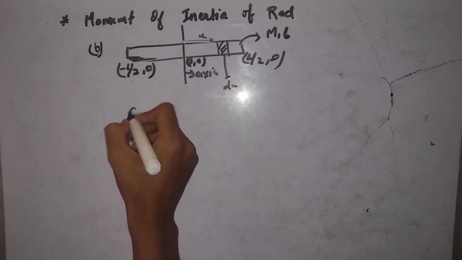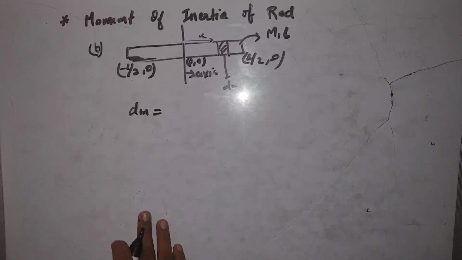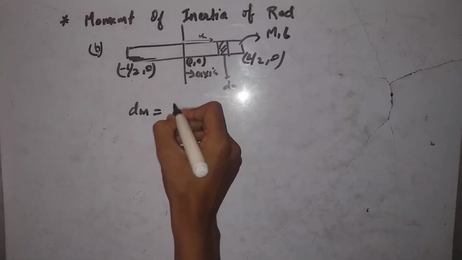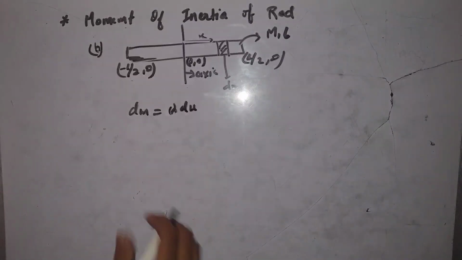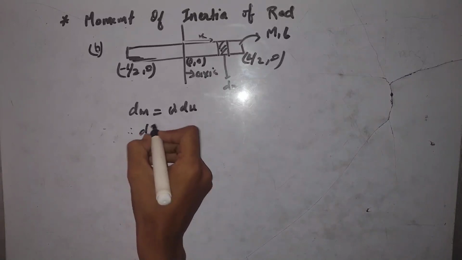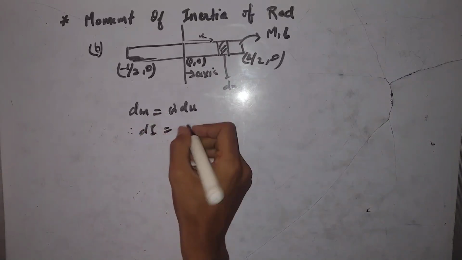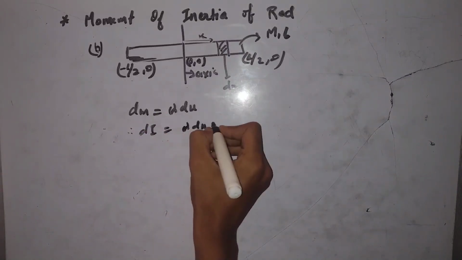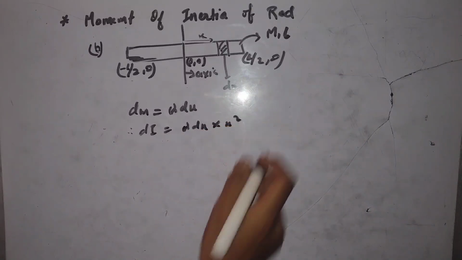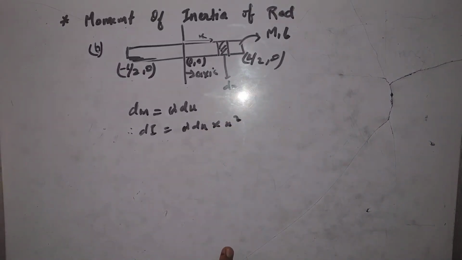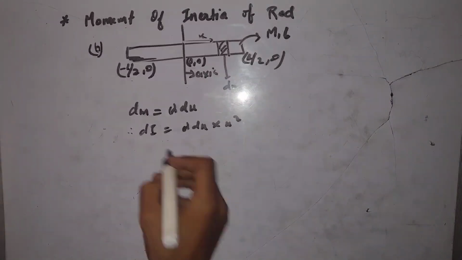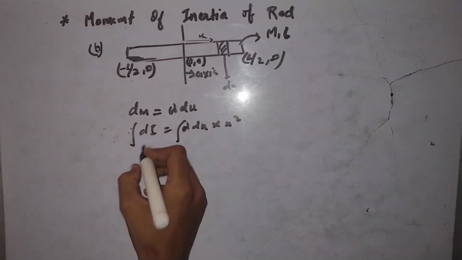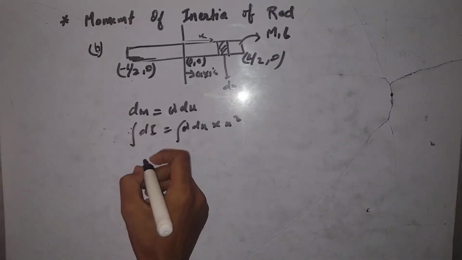Then the dm would be again very easy. We'll do the same calculation again and again. So dm would be lambda into dx, and therefore dI of this dm will be lambda into dx into x square. And we'll integrate this.